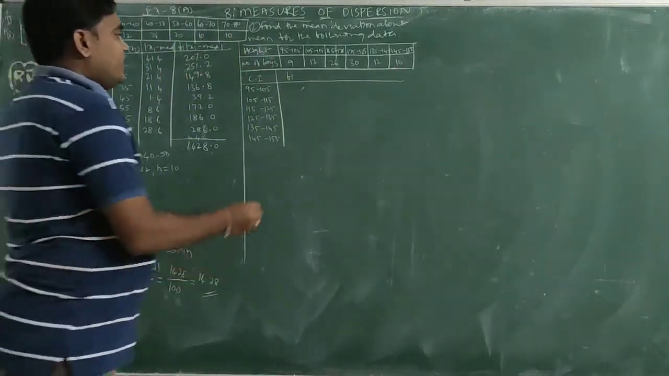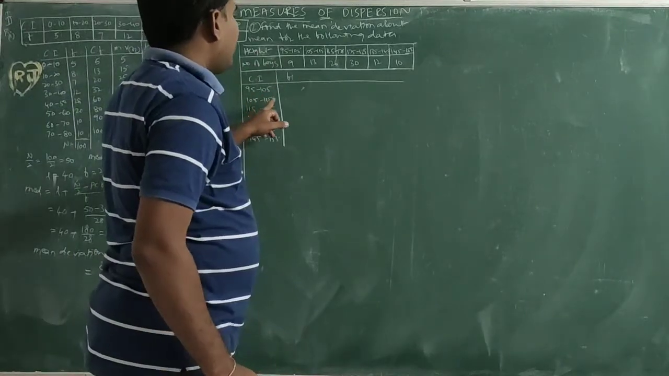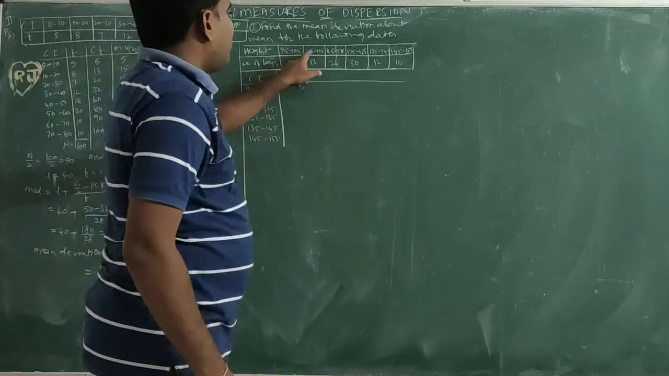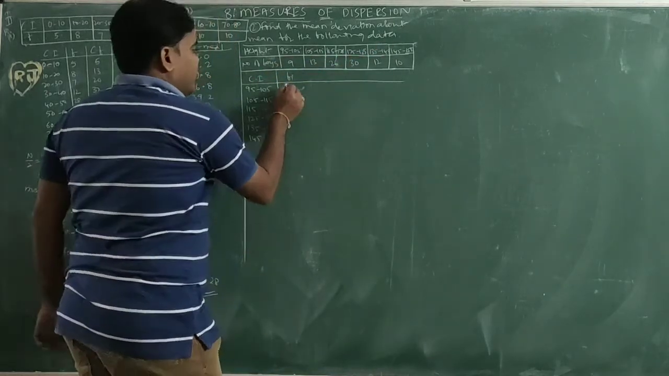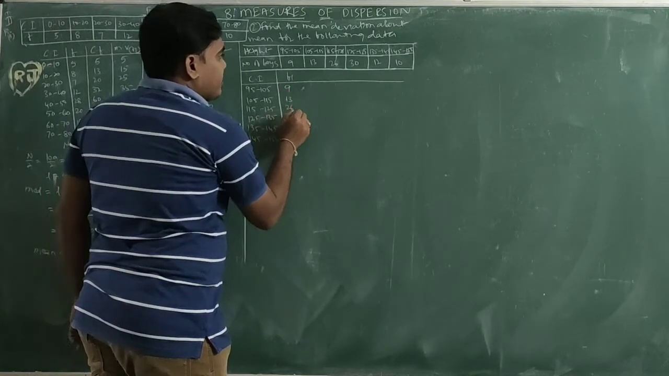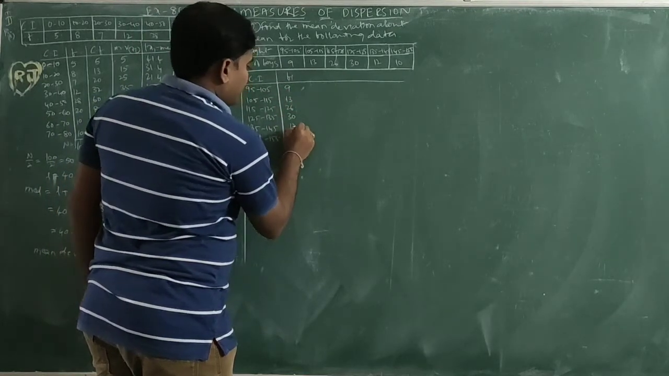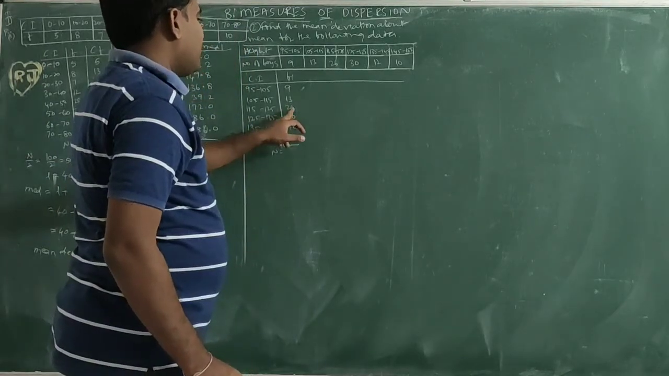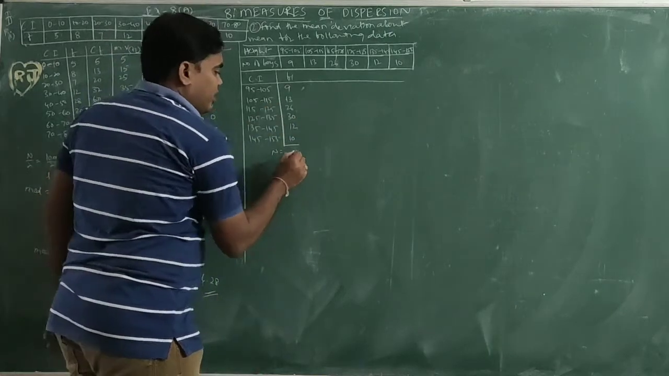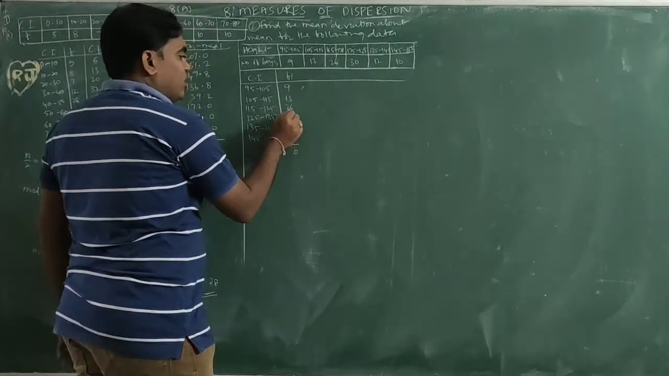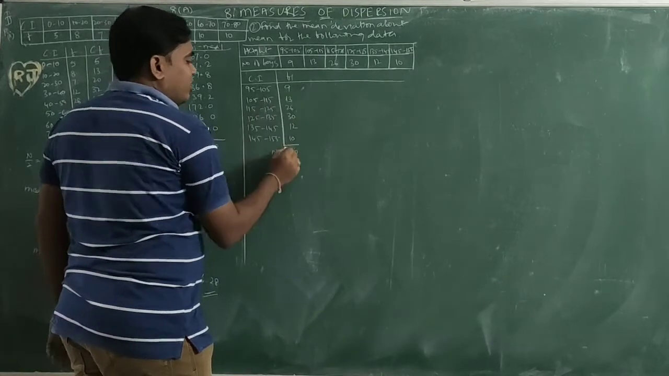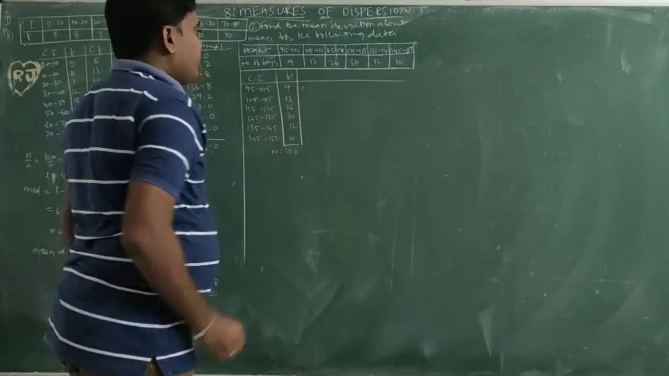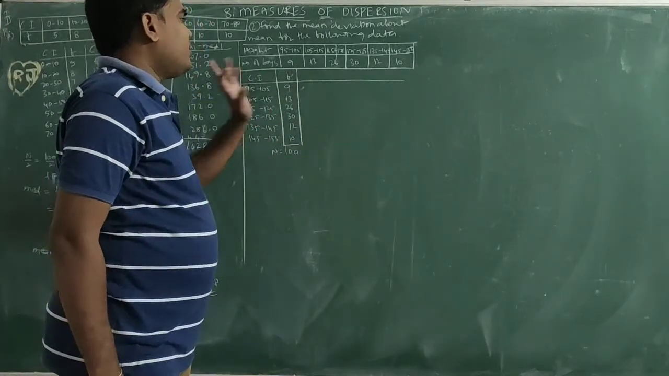Frequencies: 9, 13, 26, 30, 12, 10. N equal to 2 plus 6, 8, plus 3, 11, plus 9, 20, plus 1, 3, 4, plus 3, 7, plus 2, 9, plus 1, 10. N equal to 100. Xi, Fi. These are class intervals, these are frequencies.